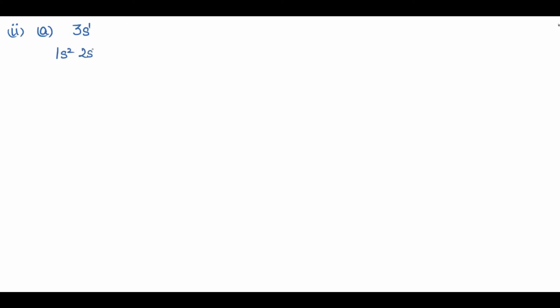So 1s2, 2s2, 2p6, 3s1. We have to fill the electrons till 3s, right? And here in 3s we have only one electron. Now you'll count the number of electrons over here. So 2 plus 2, 4, 4 plus 6, 10, 10 plus 1, 11. So we have 11 electrons in this species. This species which carries 11 electrons is sodium, right? So this is a sodium atom, right? Now let's see the next one.